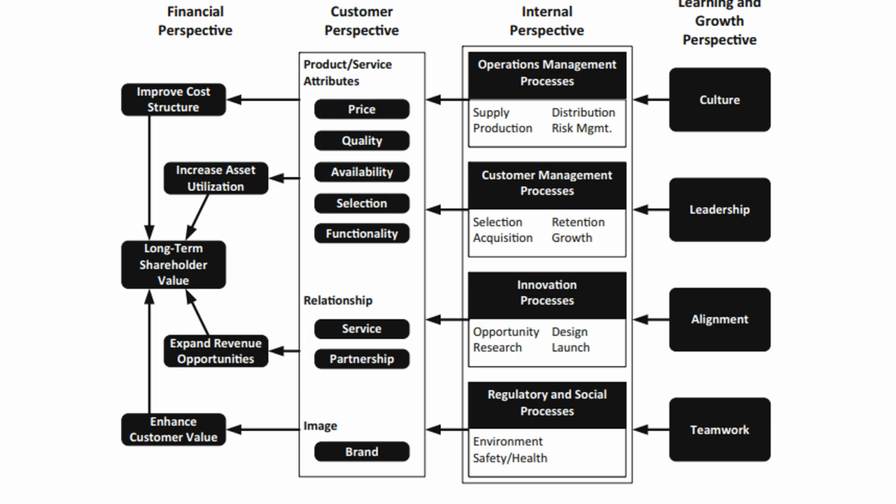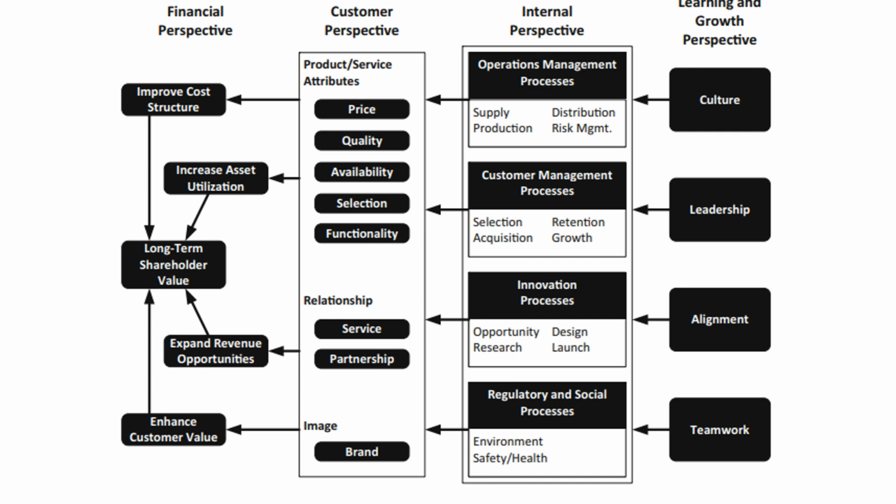The figure shows the logic of the balanced scorecard using the strategy map notation of Kaplan and Norton. The explicit representation of the strategy in such a way is also referred to as the business model of a company. Long-term shareholder value is assumed as the generic overarching corporate goal in this setting. In the financial perspective, this goal is broken down into four sub-goals of improving the cost structure, increasing asset utilization, expanding revenue opportunities, and enhancing customer value.